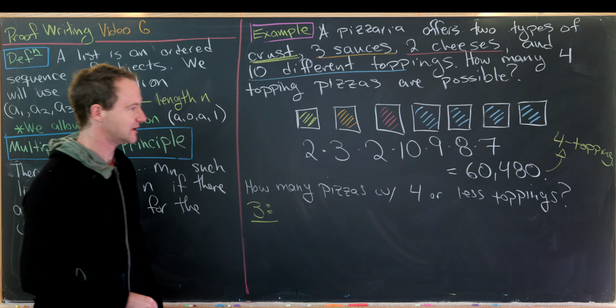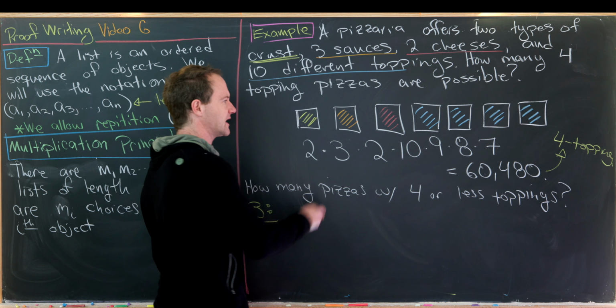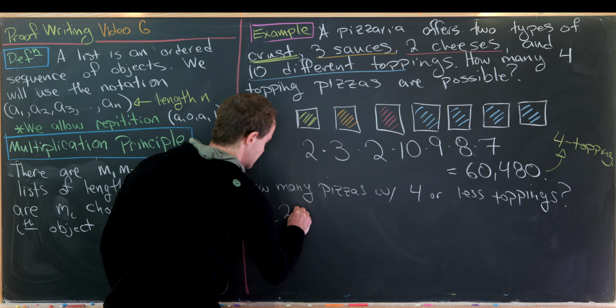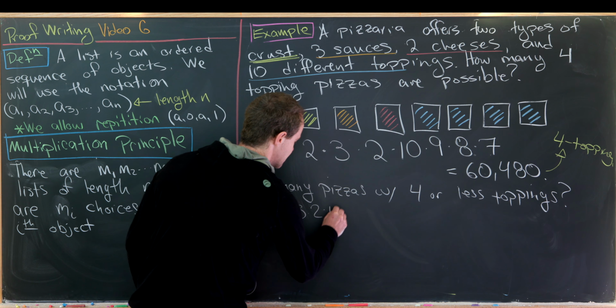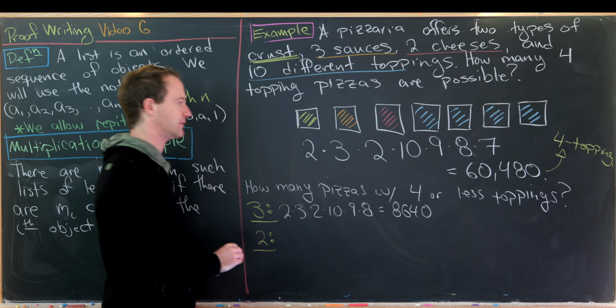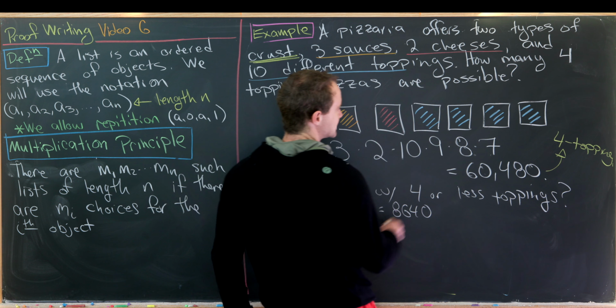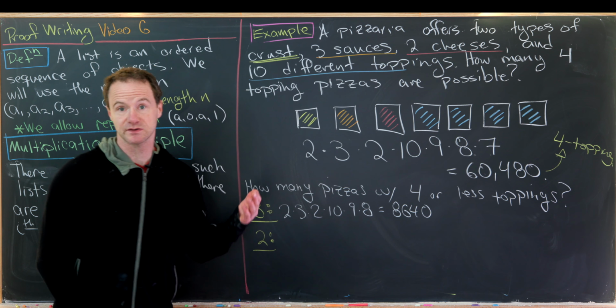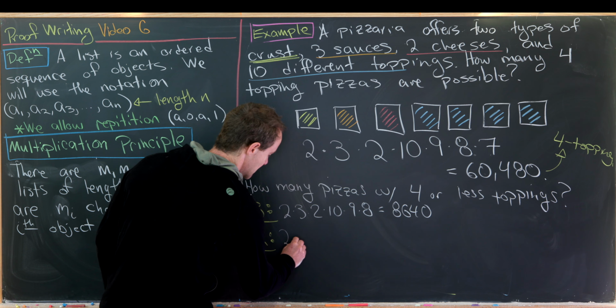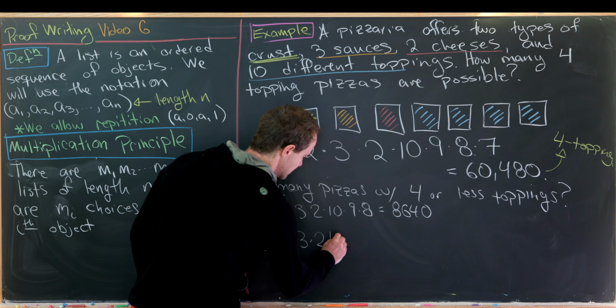So if we're choosing 3 toppings, it's like filling up all of these boxes except for the last one, which means we have this product here without the 7. So that would be 2 times 3 times 2 times 10 times 9 times 8. You can multiply that up and you'll see that you get 8,640. Now let's move on to 2 topping pizzas. Then that's like filling up all of these boxes except for the last 2 because we only want 2 toppings. So that means it's doing this entire product except for the 8 times 7. So we have 2 times 3 times 2 times 10 times 9, and you could multiply that up and you'll see that you get 1,080.